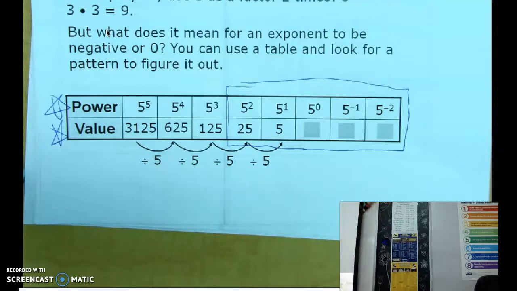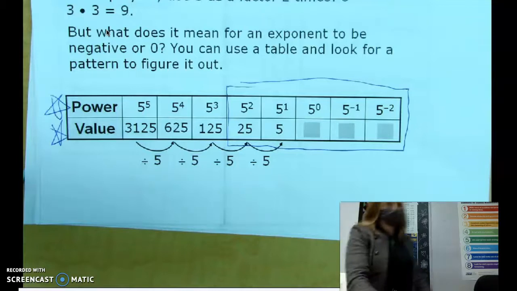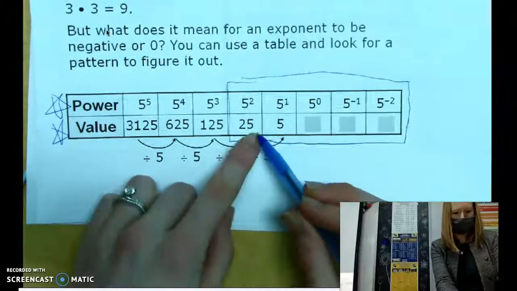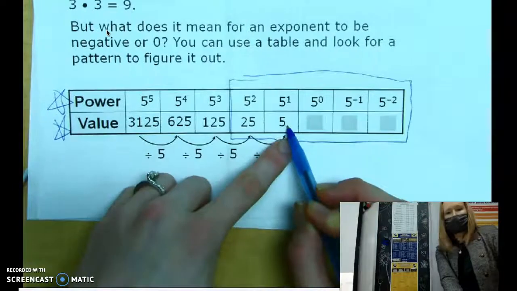So if I have 5 times 5 times 5, that's 125, right? If I'm going to do 5 squared, well, then that's only 5 times 5, so I got rid of one of the 5s. Does that make sense? If I'm moving from left to right, I'm getting rid of a 5, so that's why they're dividing by 5 to continue down the table.